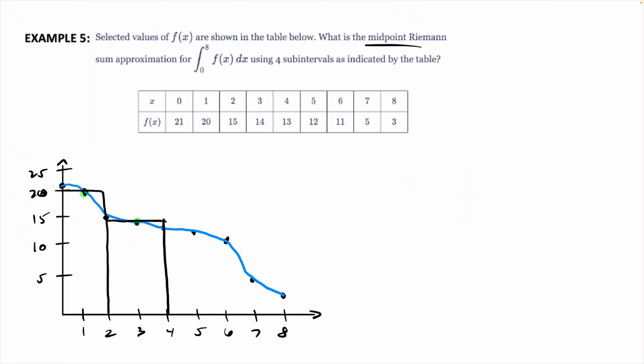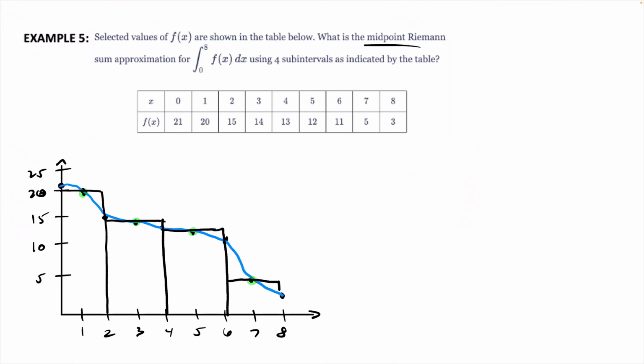The next one's going to go from 4 to 6. So 5 is going to determine the height. At 5, the height is 12. The last rectangle goes from 6 to 8. 7 is going to determine how tall. So 7 is going to be 5. There are the rectangles.